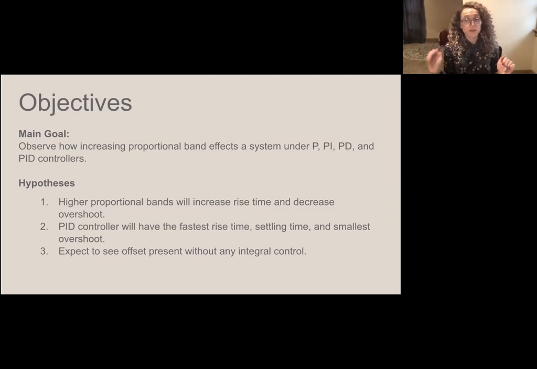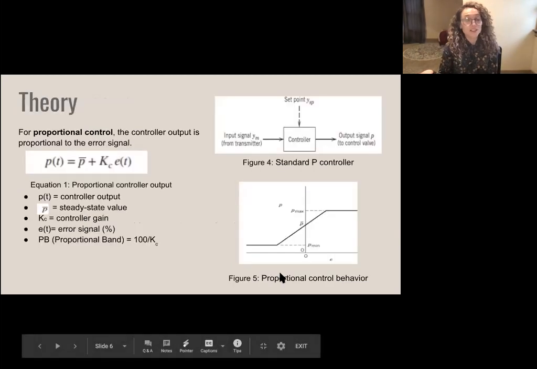So we have 3 hypotheses because we're overachievers like that. They are as follows. 1, higher proportional bands will increase rise time and decrease overshoot. 2, the PID controllers will have the fastest rise time, settling time, and smallest overshoot. 3, we also expect to see an offset present when there is no integral control. So let's dive into the theory.